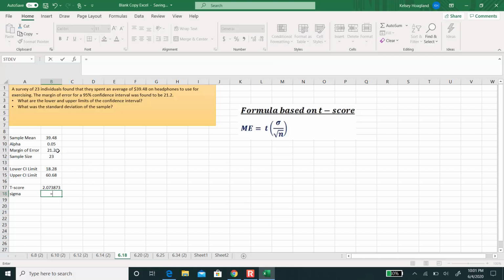The margin of error, 21.2, and we'll multiply it by the square root of the sample size, and we'll divide that by t, and we get 49.025. So that is how you find a confidence interval when you don't know all the population parameters, and how to calculate the standard deviation of a sample when you're not given it.